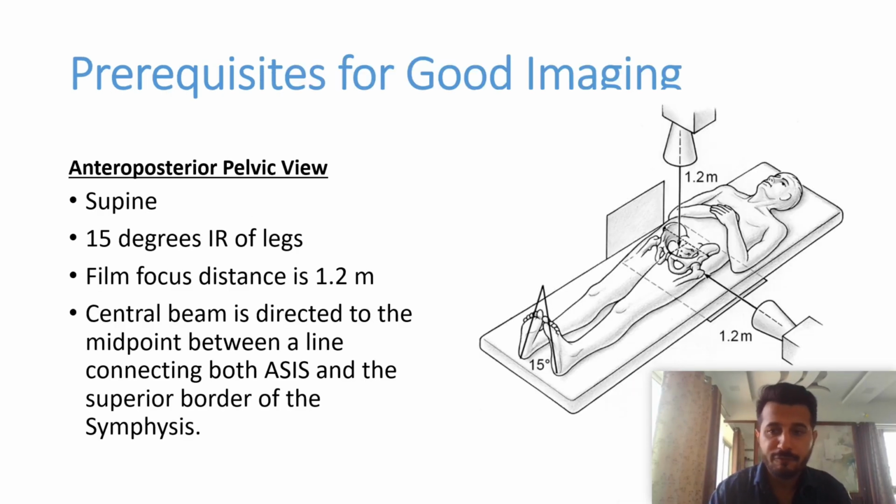So for a good AP view, the patient needs to be supine with the legs in 15 degrees of internal rotation. The film focus distance should be 1.2 meters. Film focus distance is basically the distance between the film and the X-ray anode tube. So it should be 1.2 meters, and the central beam is directed towards a midpoint between a line connecting the ASIS and the superior border of the symphysis pubis.